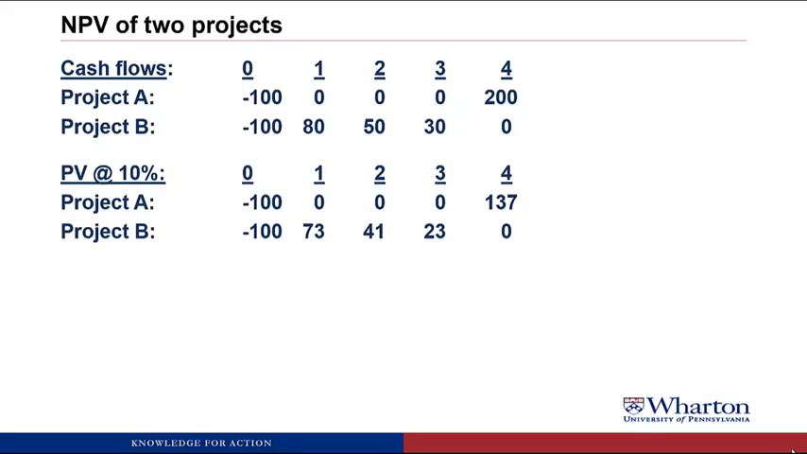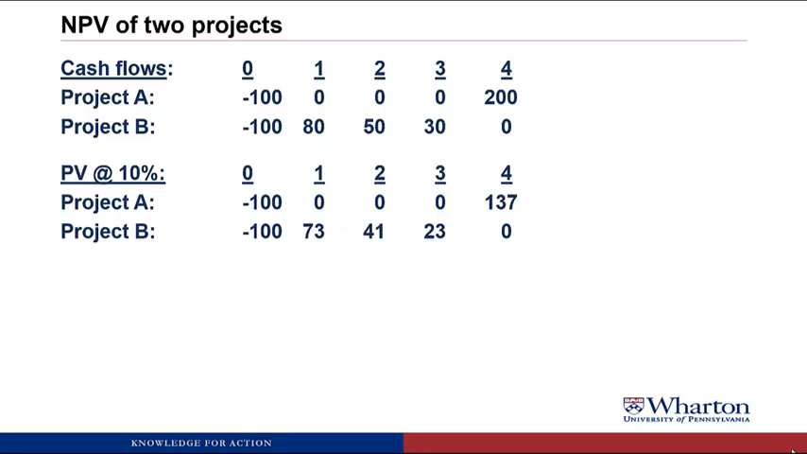For project B, we still pay out $100 in today's dollars, but instead of receiving 80, 50, and 30 in today's dollars, we're receiving the equivalent of 73, 41, and 23. So the 73 is the present value of $80 1 year from now at a 10% discount rate. 23 is the present value of 30 3 years from now at a 10% discount rate.